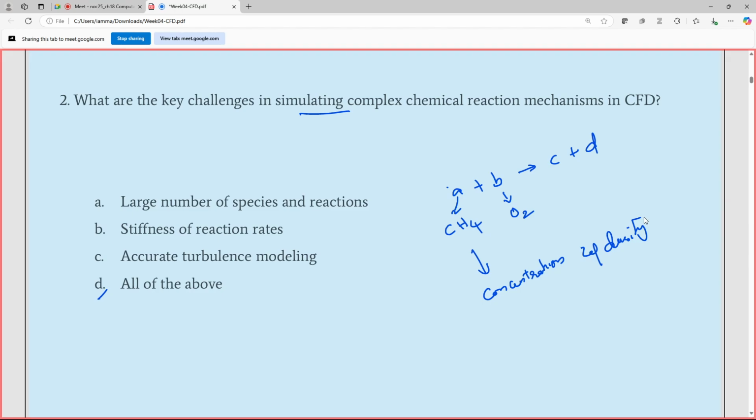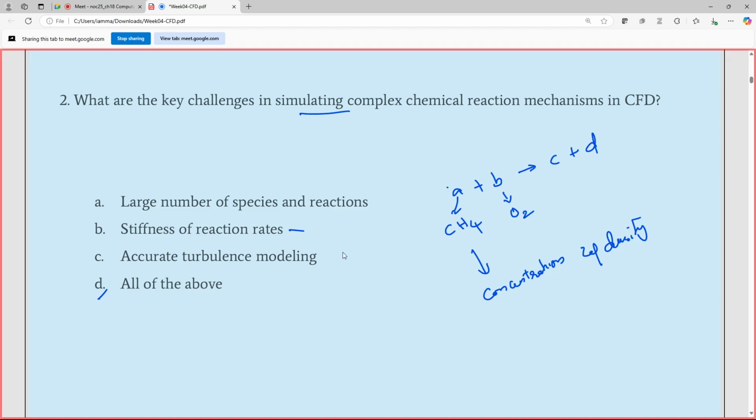Also, the stiffness of reaction rates requires much better integration methods. When we have more than one equation, we have to couple them, and all the effects of the physics should be included. When the number of variables is larger, we have to add more equations and solve them to get a closure problem.